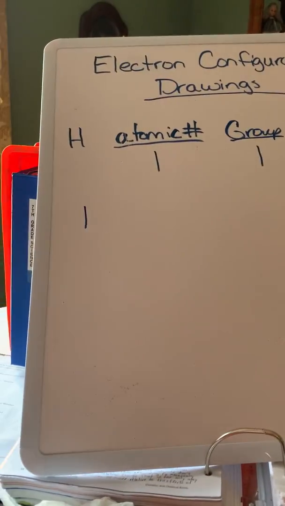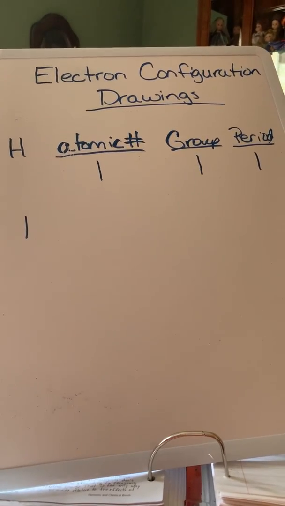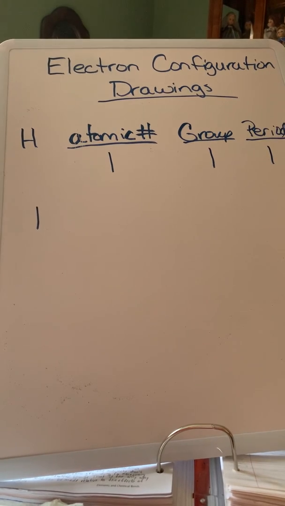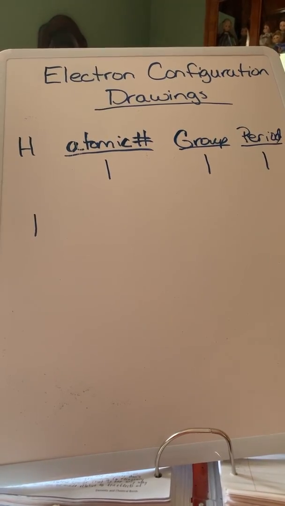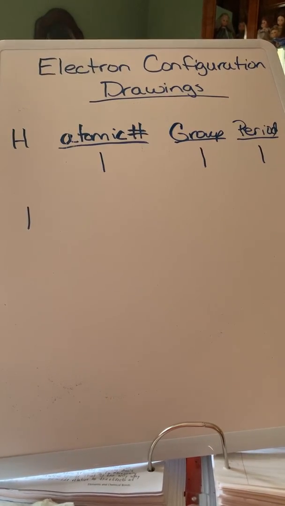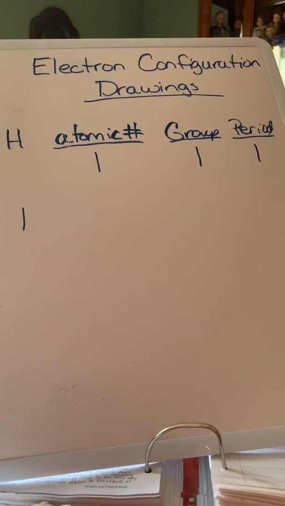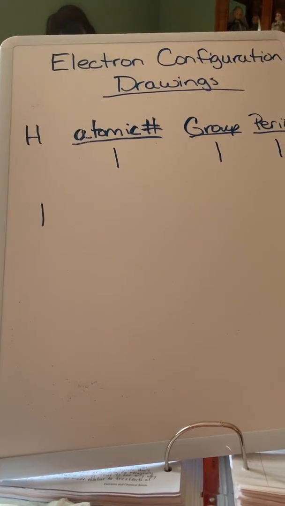How many valence electrons is hydrogen going to have? It's in group 1, so it's going to have 1 valence electron. It is atomic number 1, so if we are assuming it is electrically neutral, that it is not an ion, then we have to assume that it has 1 electron. So no, you don't just write the number 1.